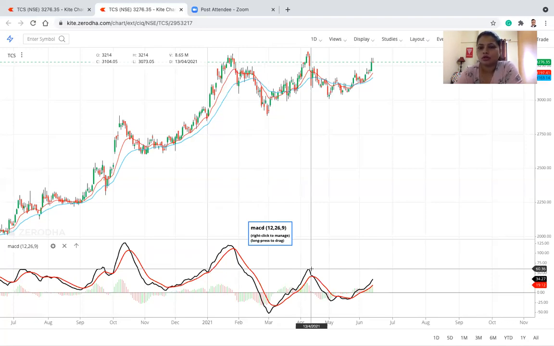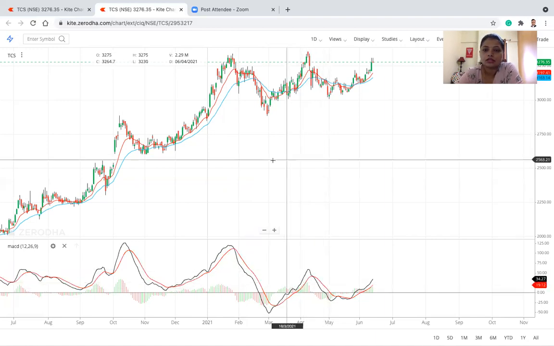There is no overbought or oversold zone in MACD. As I said, there is no fixed oscillating range; the range can be 100, 300, anything. So you cannot really define what the overbought zone is for that stock.